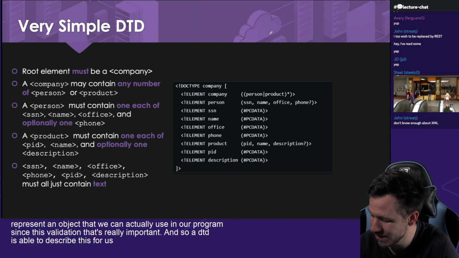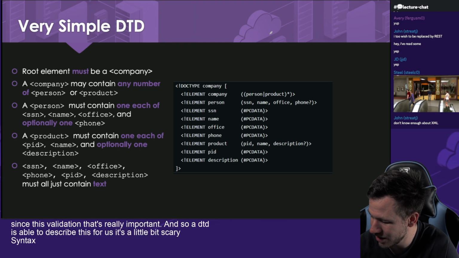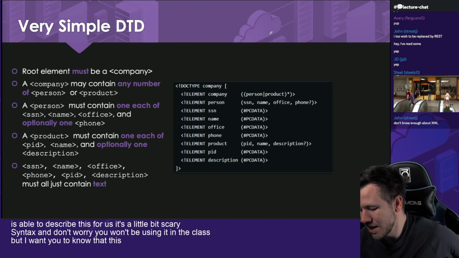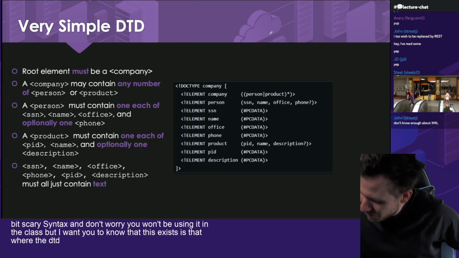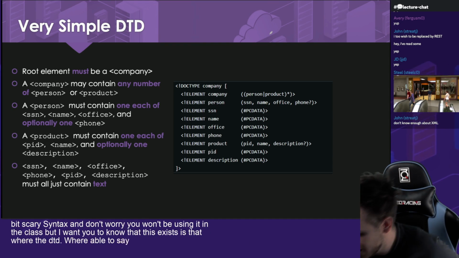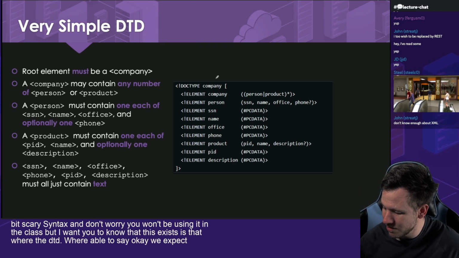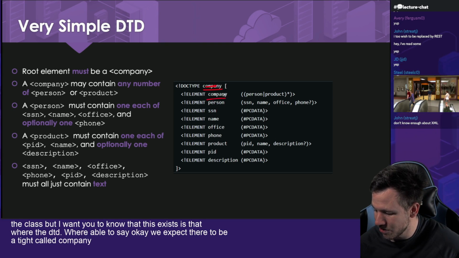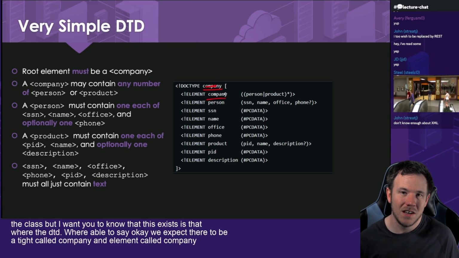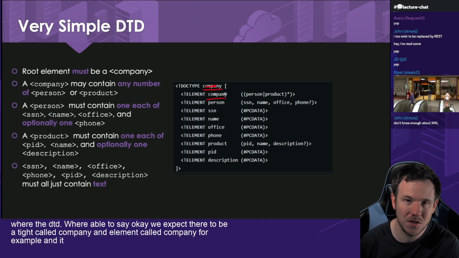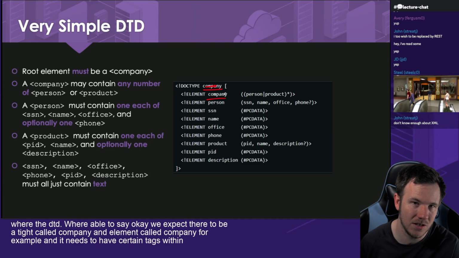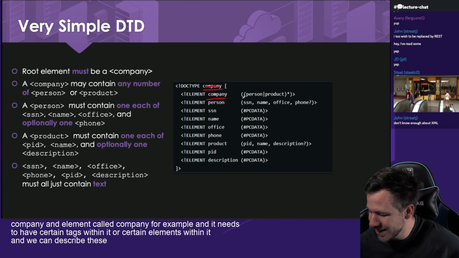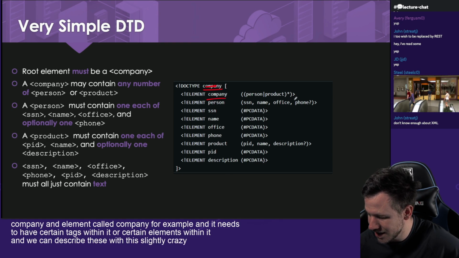It's a little bit scary syntax, and don't worry, you won't be using it in the class, but I want you to know that this exists. With a DTD, we're able to say, okay, we expect there to be an element called company, for example, and it needs to have certain elements within it. And we can describe these with this slightly crazy DTD syntax.